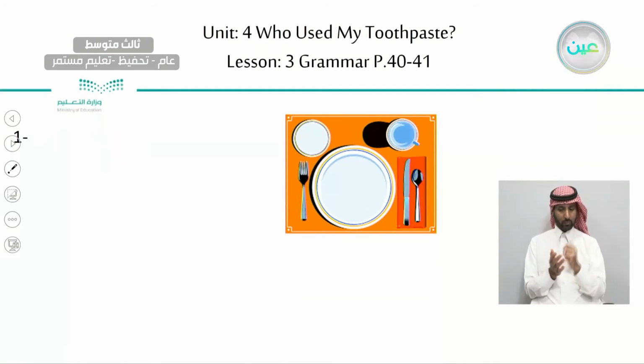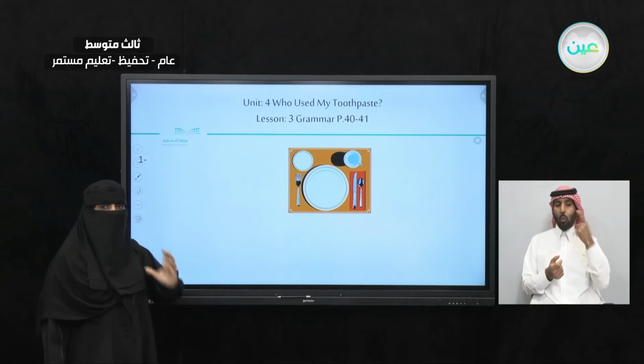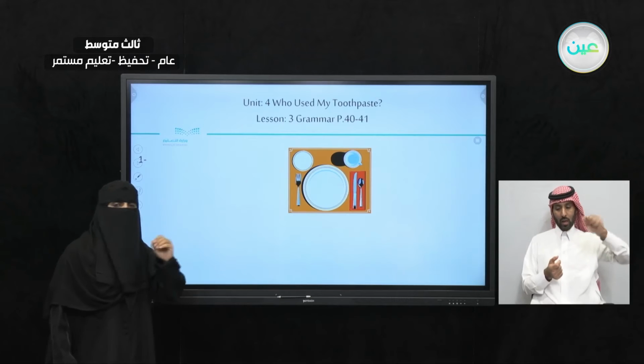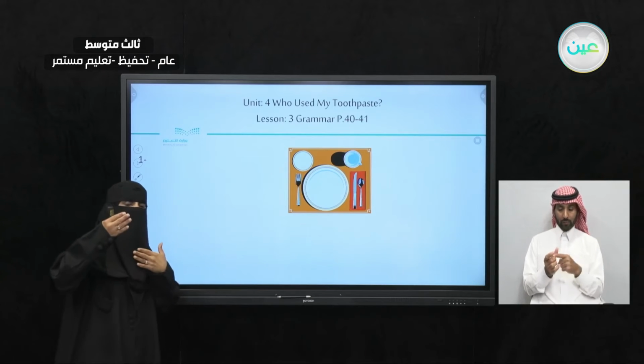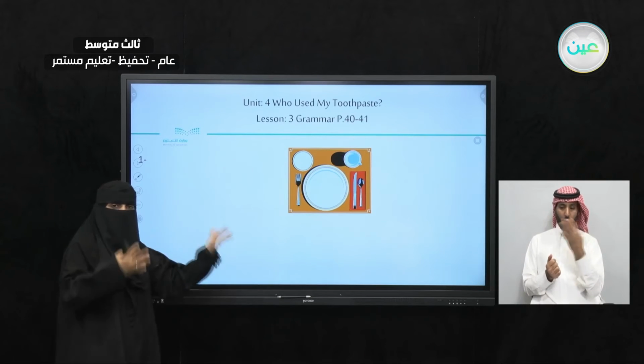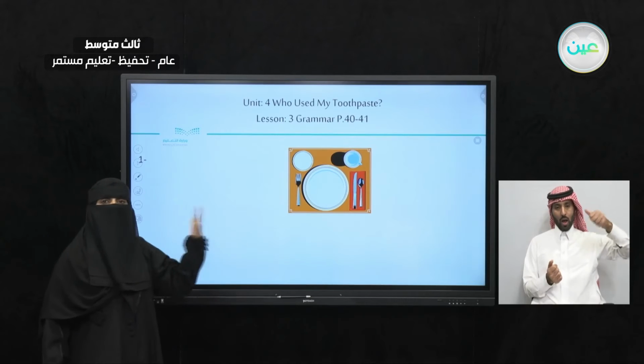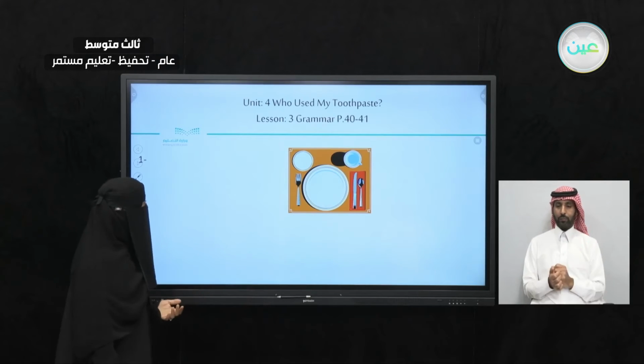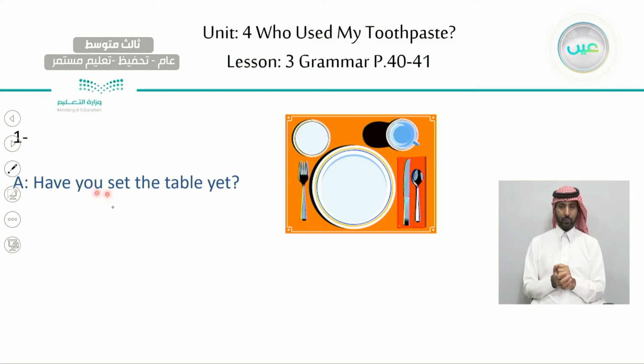Looking at the first picture, how can we ask the question? We start the question with have or has. We can say has he or has she, or have you, have they, okay? So we can start with has or have, then the pronoun, and then, looking at the picture, think about the question. We can say, have you set the table yet?